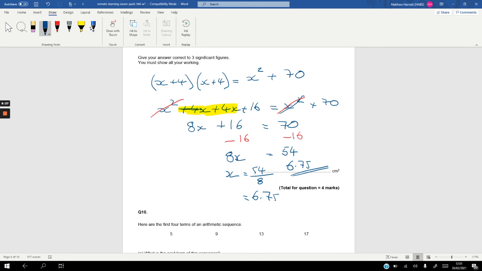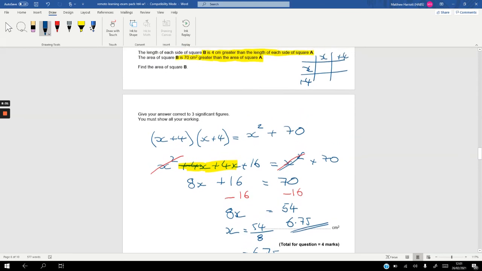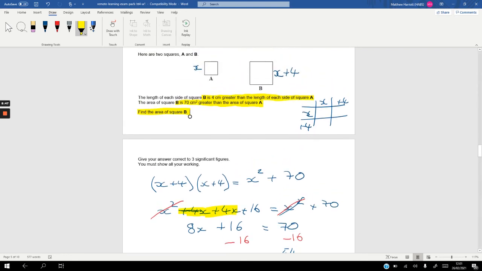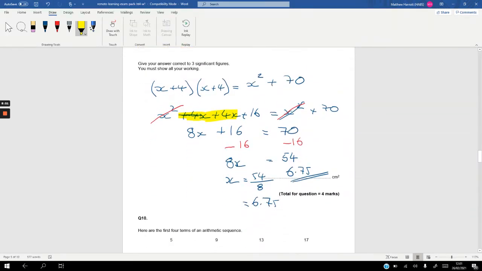Now I need to be really careful here because I need to revisit my question. I feel like I've answered it and I've actually made a mistake. The question actually asked me to find the area of the square B. I haven't done that yet. I've only found the value of x. Now, the square B is this side, so it's x plus 4 times by x plus 4.